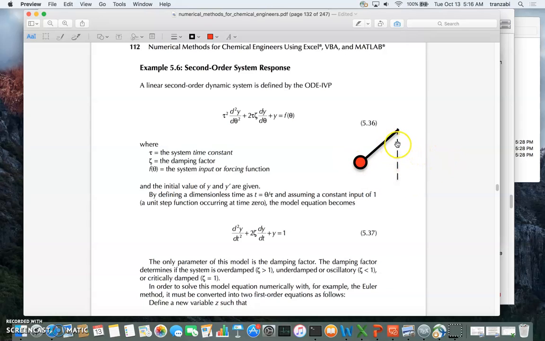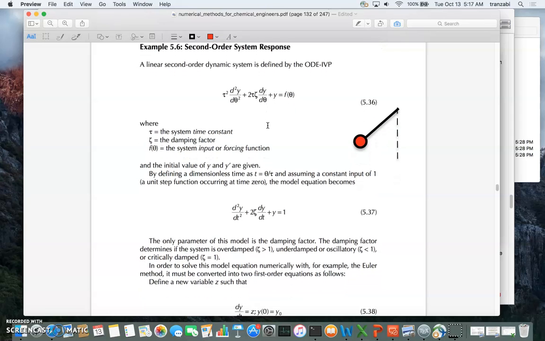Let's call this angle y. This angle is going to be y, and then the time variable is going to be theta. So this equation would be identical to the dynamical equation of an oscillating pendulum. And the question is, can I find the location of this pendulum on the angle as a function of time? And that's what we have to solve this differential equation. So let's see how we can solve this.